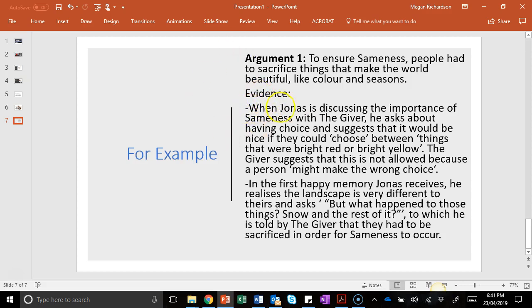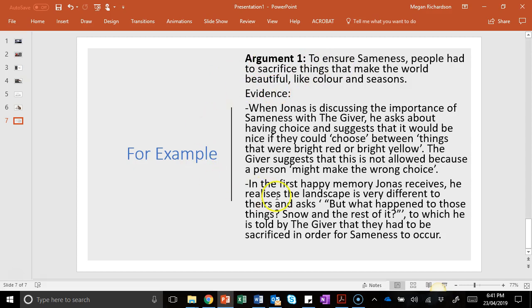I've said, when Jonas is discussing the importance of sameness with the giver, he asks about having choice and suggests that it would be nice if they could choose between things that were bright red or bright yellow. The giver suggests that this is not allowed because a person might make the wrong choice. Okay, can you see how this proves this? How this is connected to this, that this shows that people are sacrificing things that make the world beautiful in order to have sameness?